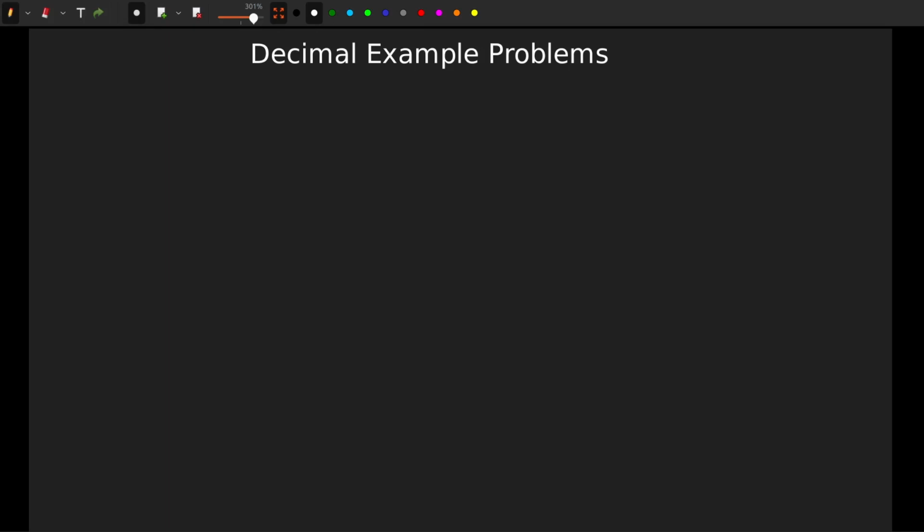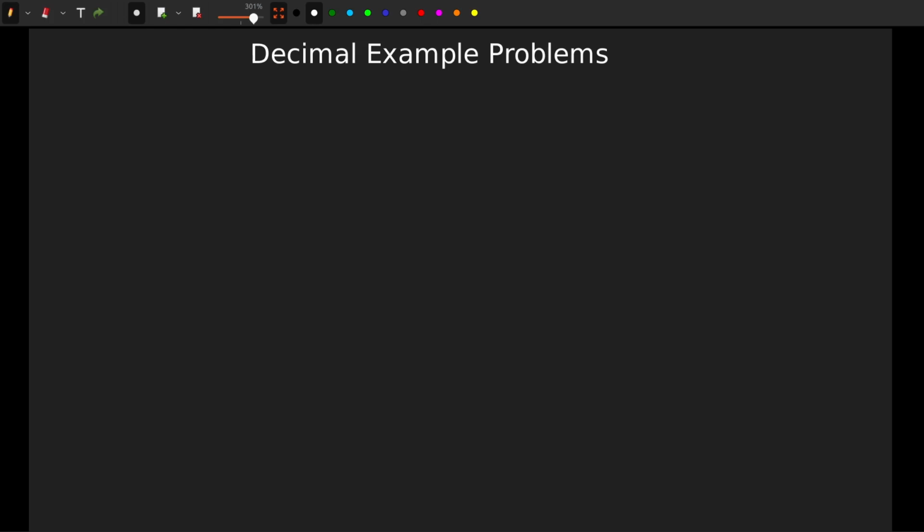So for this video, we'll be talking about decimal example problems. We're going to be working on adding and subtracting decimals, multiplying and dividing decimals, and then converting decimals to fractions and vice versa. We'll have 6 examples of addition and subtraction, 6 examples of multiplication and division, and then 6 examples of converting fractions and decimals for a total of 18 problems.